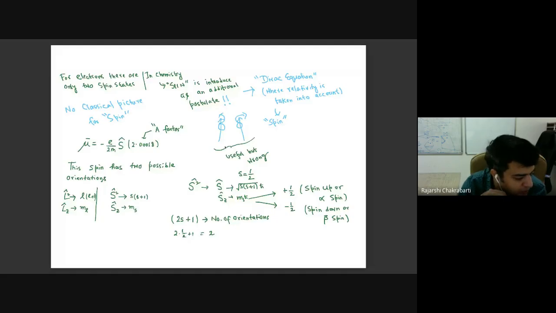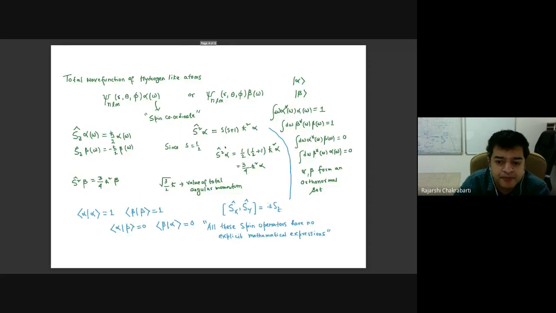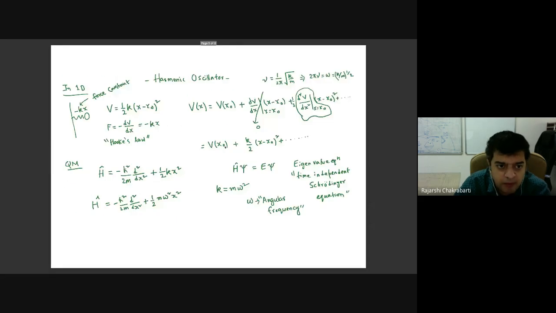What is more important for this course? This part: spin is not spinning on its axis. Spin of an electron is not some object, a tiny ball spinning on its axis. You should get this clear. That is very important. We'll come back to spin today, later. Then I'll just recap all these things. So we'll start with the harmonic oscillator.